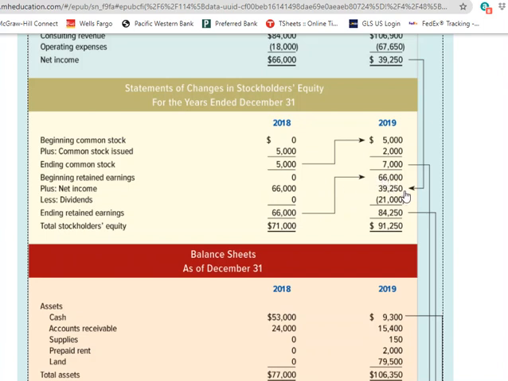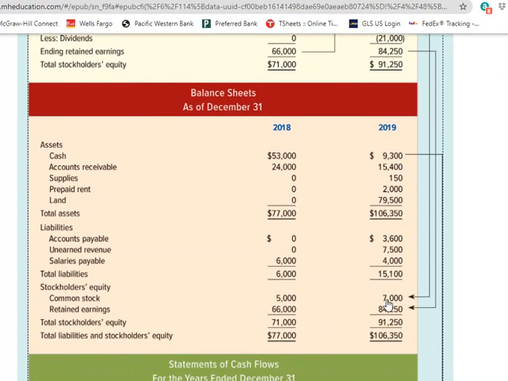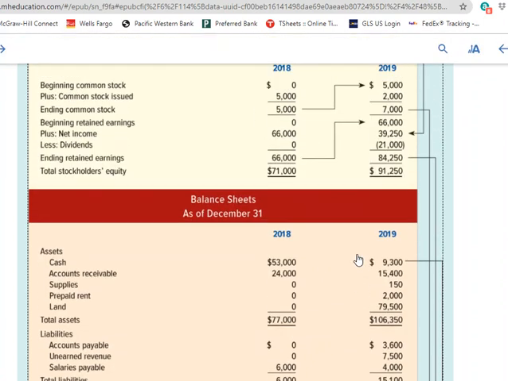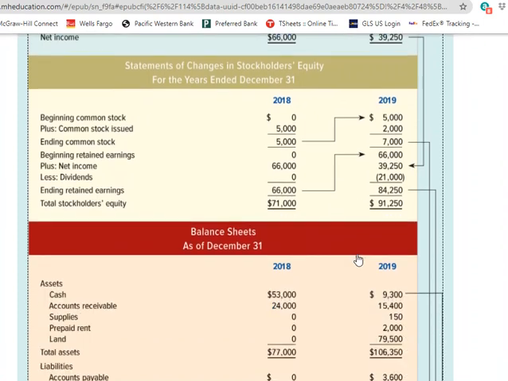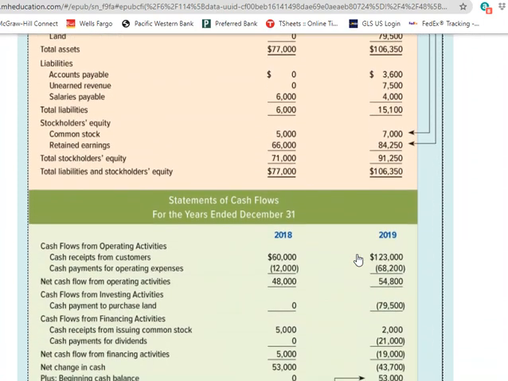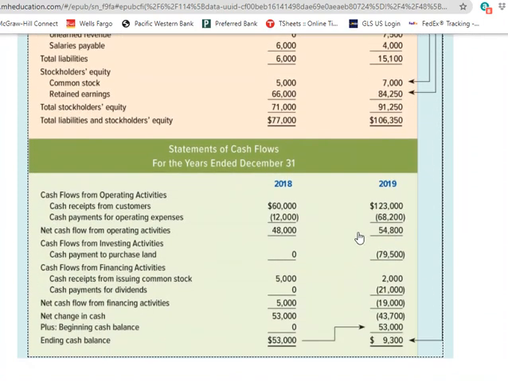And then these ending common stock and ending retained earnings numbers repeat themselves down here on the balance sheet. And if you remember, that is called articulation, the interrelationship among the financial statements. So there's the financial statements in full.